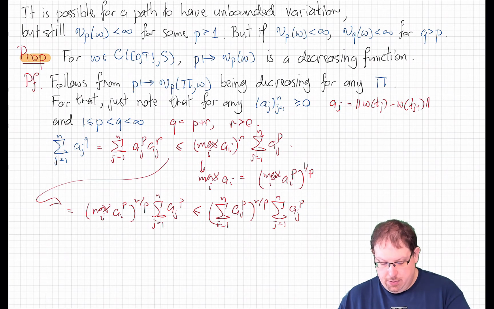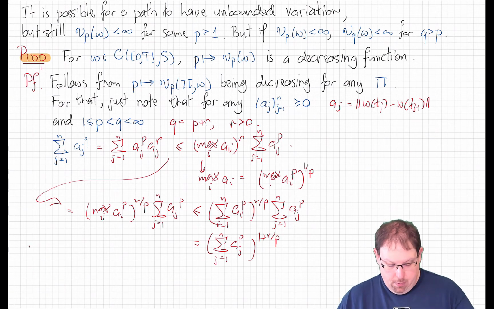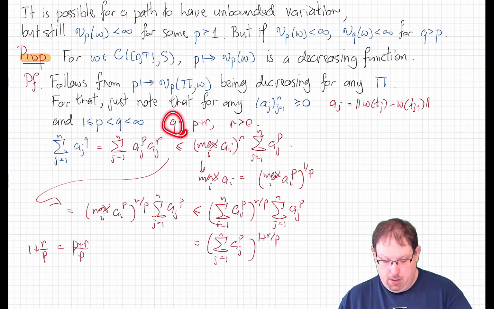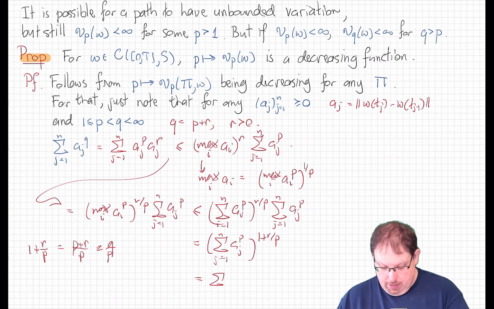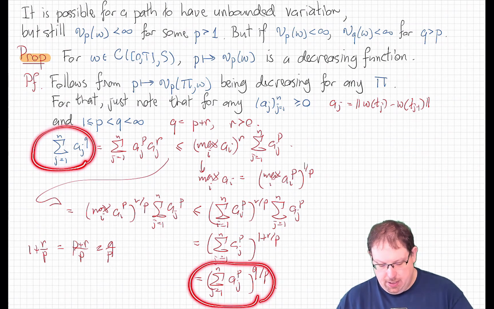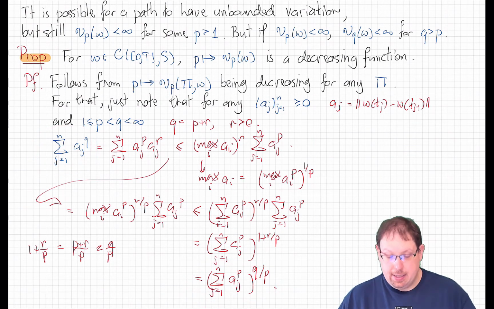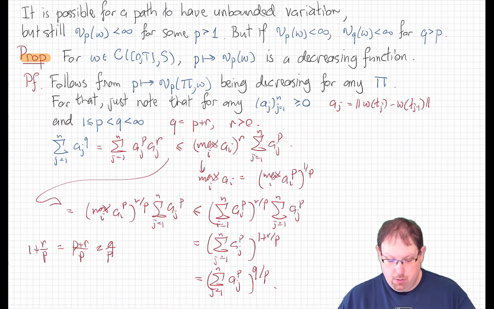And now we can combine those. These two terms here are the same, and so this is equal to that sum of aj to the p, all to the power 1 plus r over p. But 1 plus r over p, which is p plus r over p, plus r is equal to q. And so that's q over p. So this is the sum of the pth powers to the power q over p. And now comparing these two that I get at the two sides of the inequality and taking qth roots exactly tells me that the qth root of this is a decreasing function of q, which is exactly what we wanted to show.